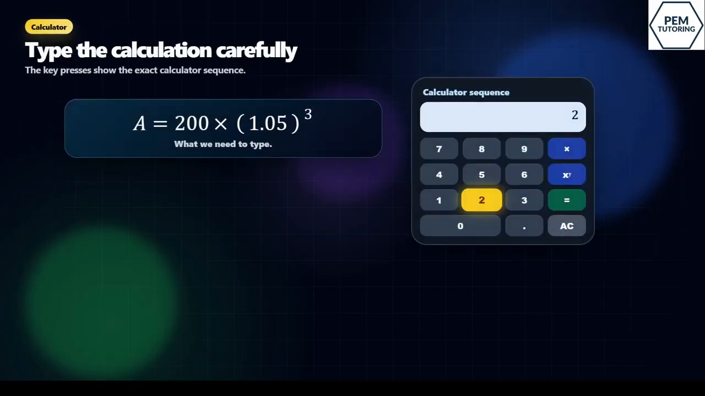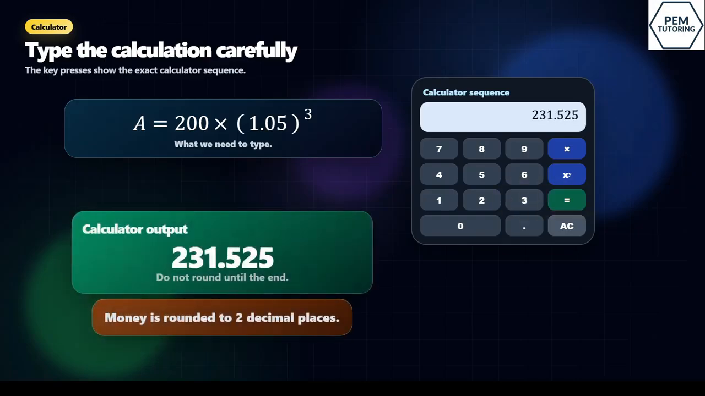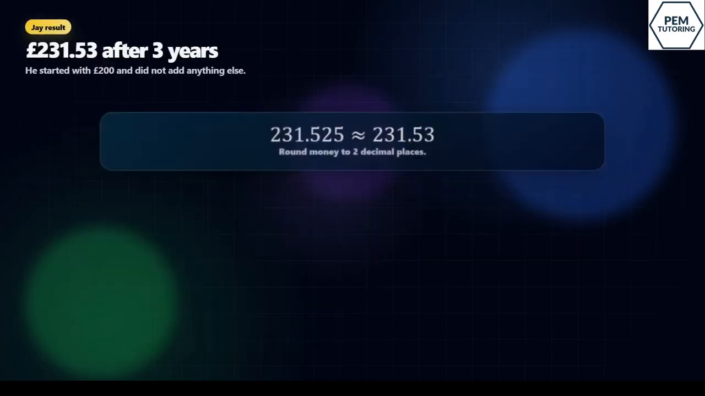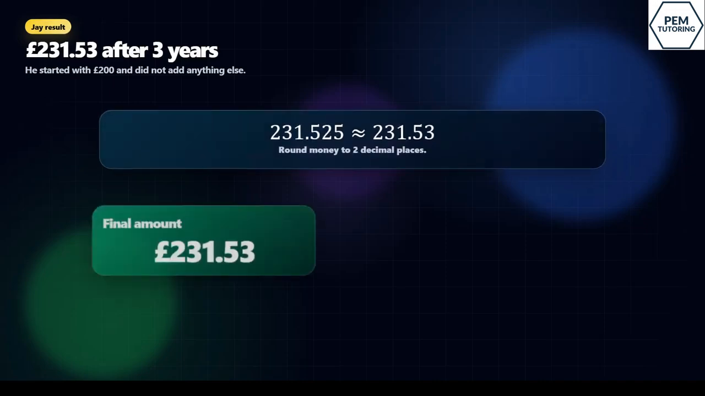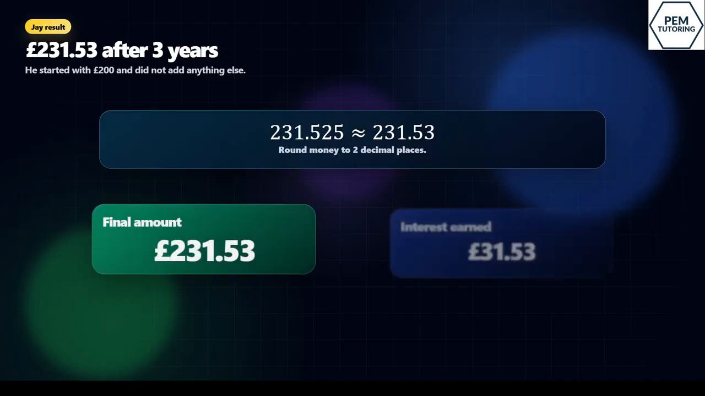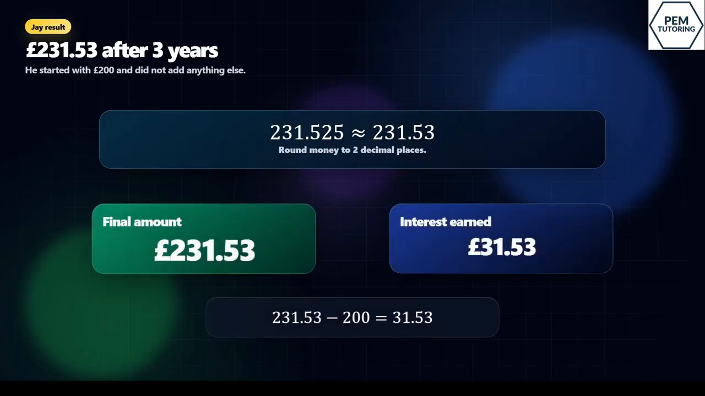Now grab the calculator, type 200 multiply 1.05 power 3 equals. The calculator gives 231.525. Because it is money, we round to 2 decimal places. So after 3 years, Jay has £231.53. He started with £200 and without adding anything else, it grew by £31.53. That is compound interest doing its thing.